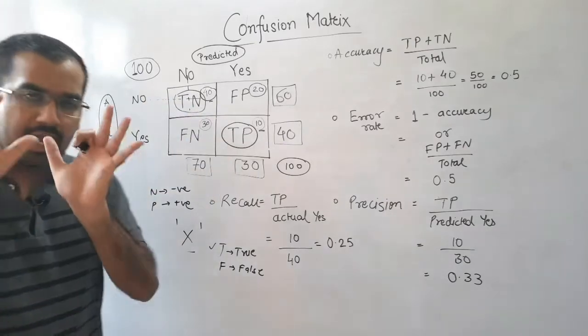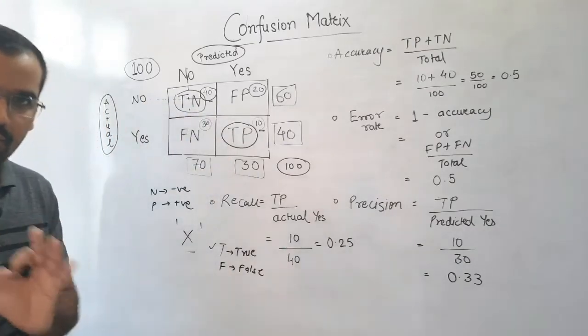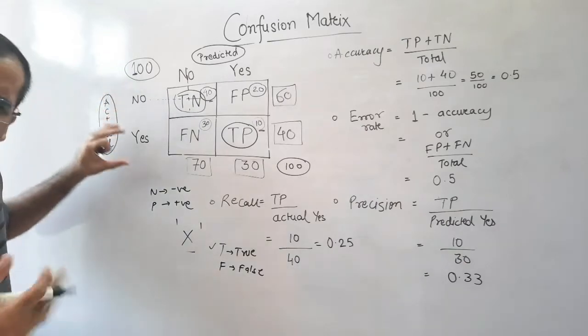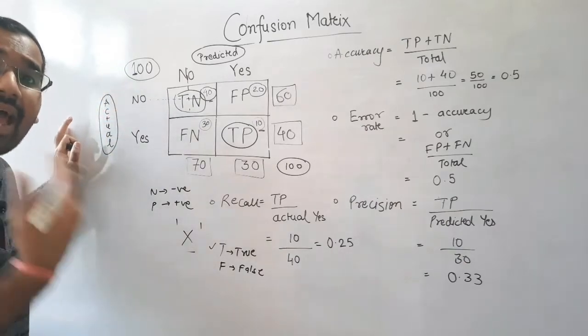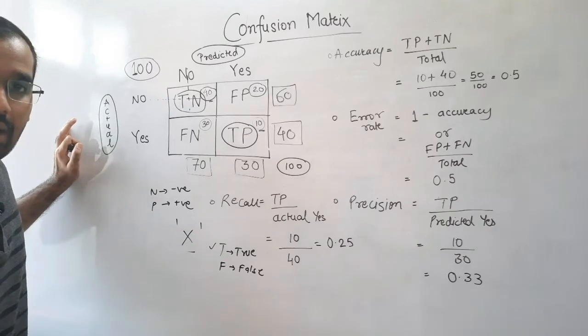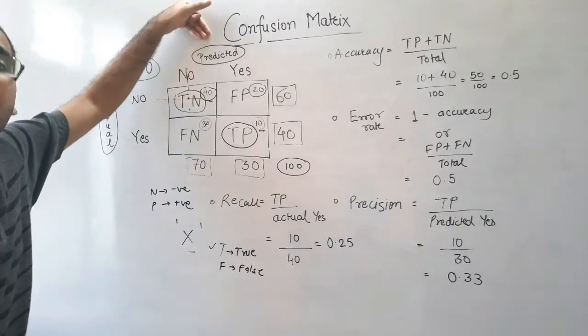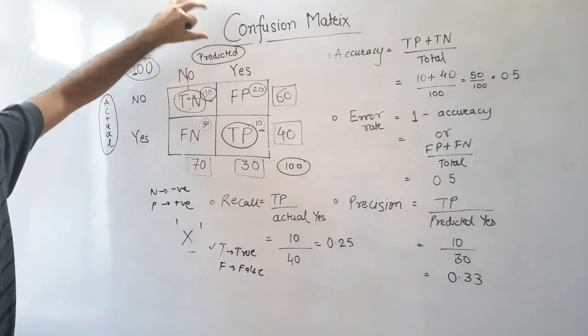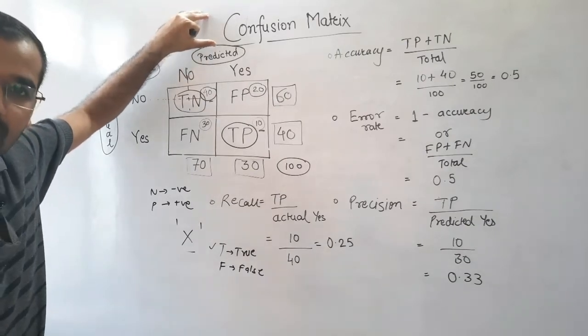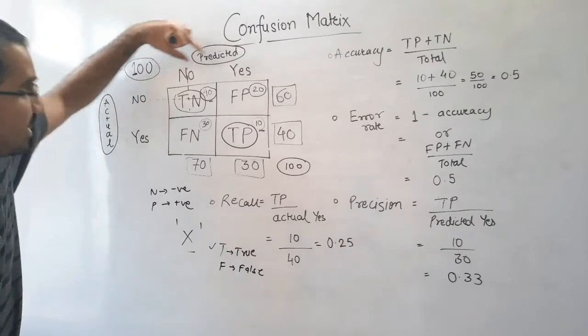Means what? In our original data set, there will be some yes and no. That is what we call the actual no and yes, the real no and yes. Okay, that is in our data set, and whatever our model will be predicting, the doctor is nothing but the machine learning model that we have trained, and it will be predicting some no and yes.